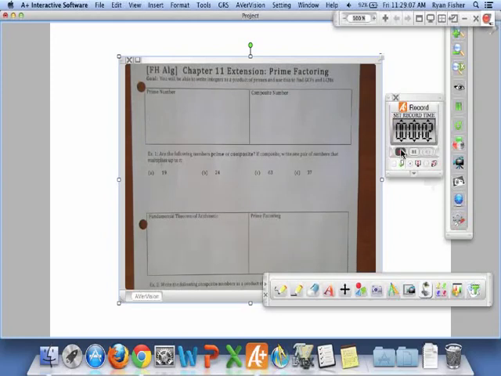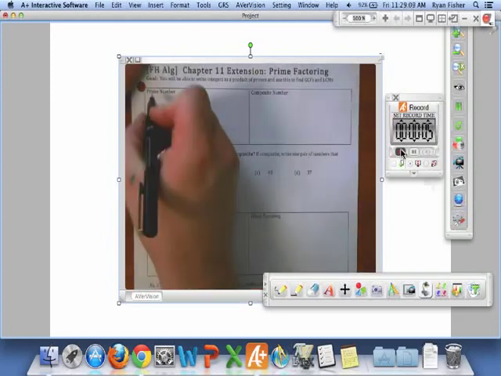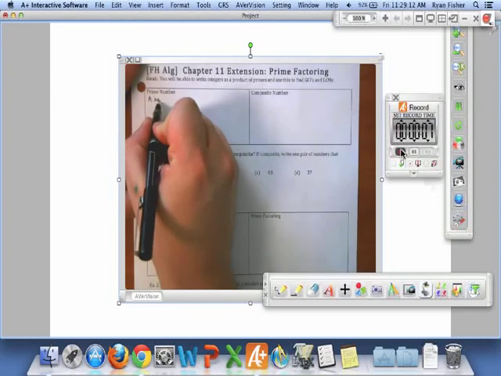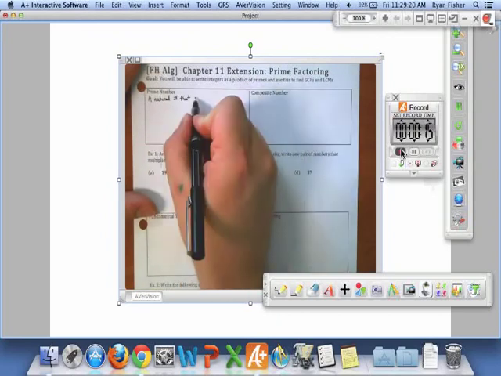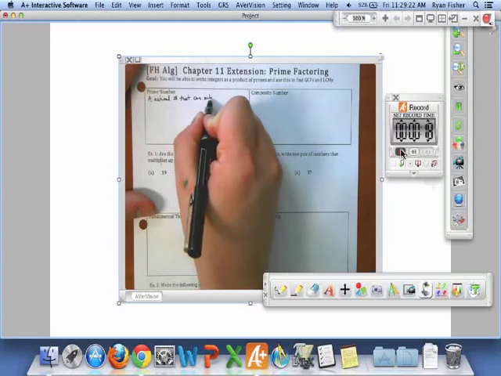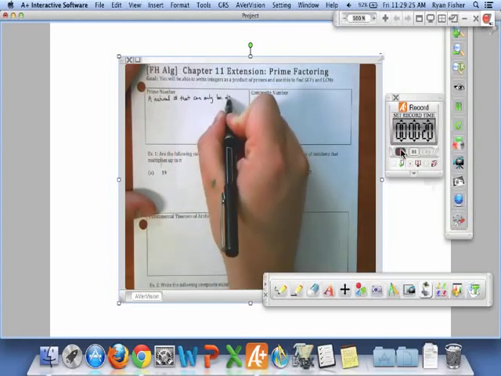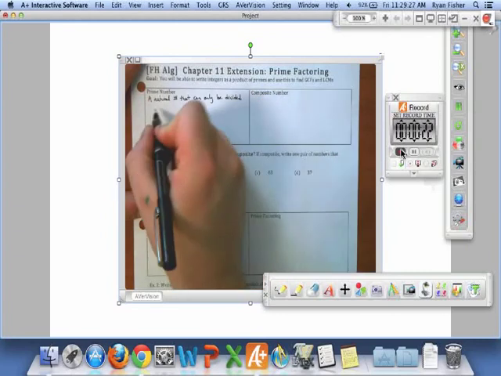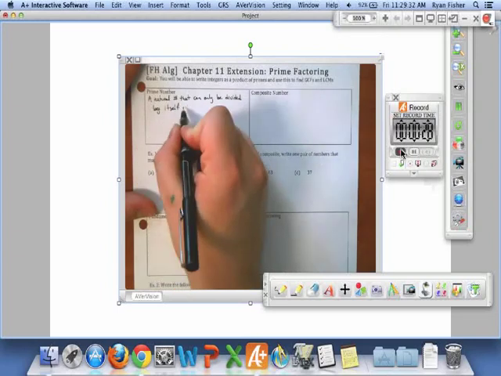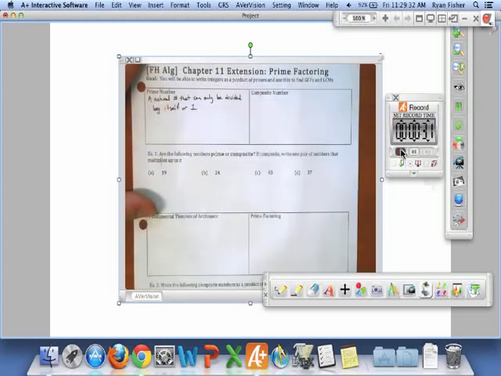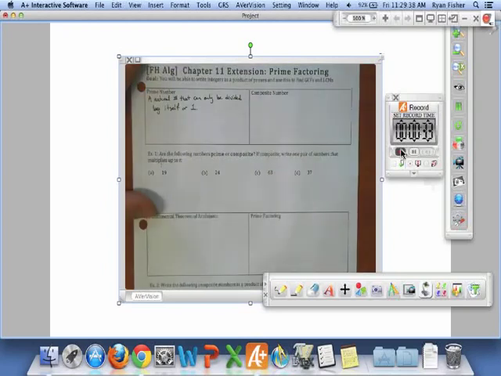A prime number is a natural number that can only be divided by itself or 1. So McGregor's definition was close, but it didn't include the word only, and that's pretty important.